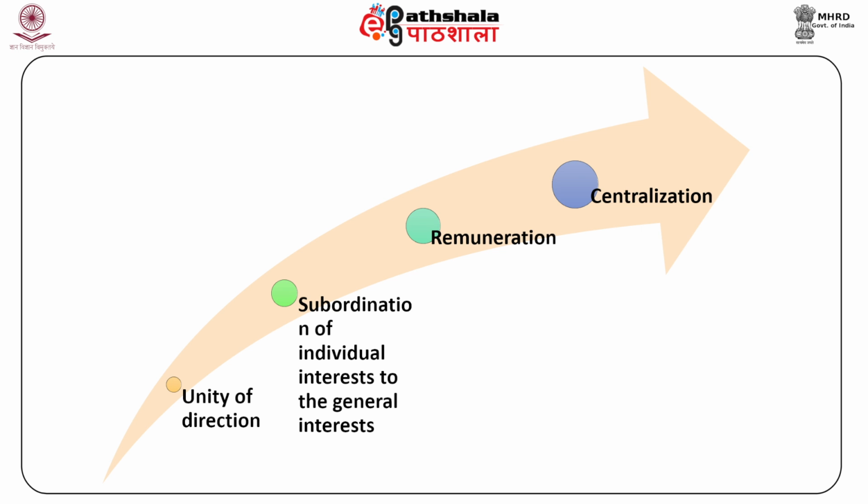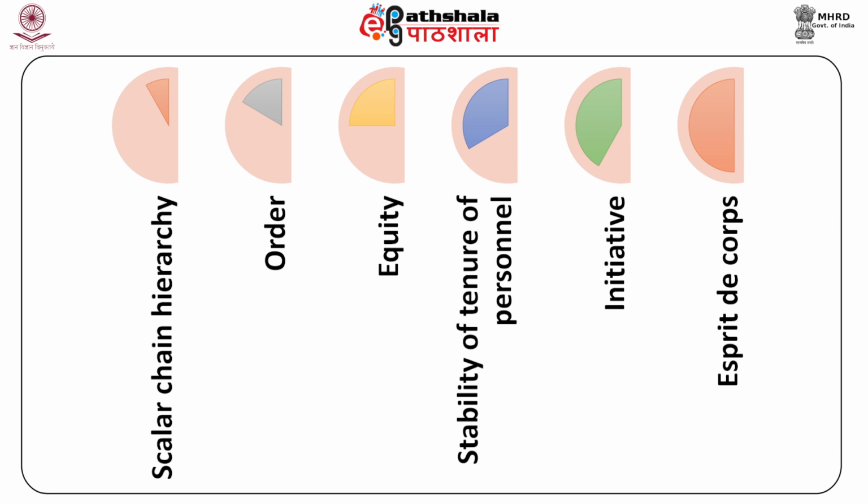Next, centralization. Centralization decreases the subordinate's role in decision-making process, as most of the decisions are taken by the manager or the top management. Next, scalar chain hierarchy. The line of authority flows from top to bottom, through which all communication flows. Next, order. People placed in organizations should be put in the right place at the right time. Next, equity. Managers should be unbiased and therefore should treat their subordinates fairly.